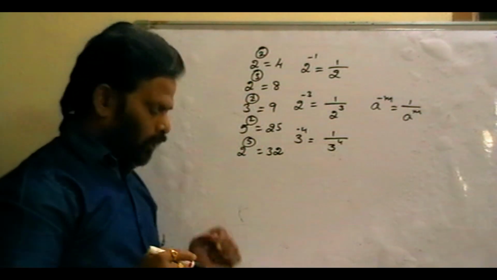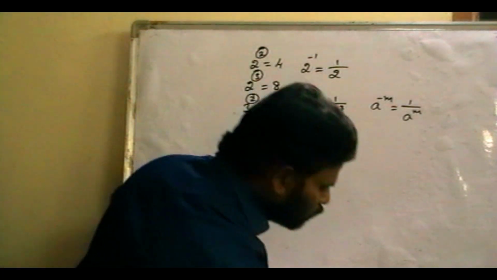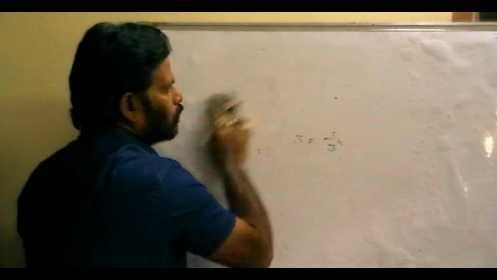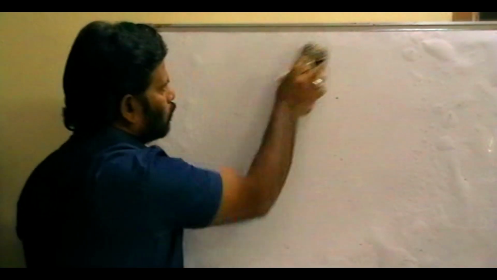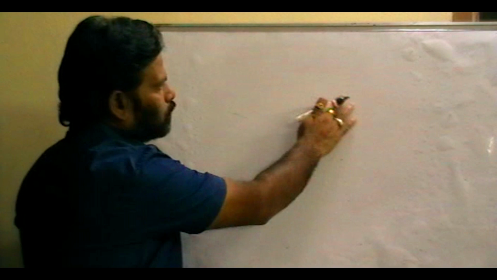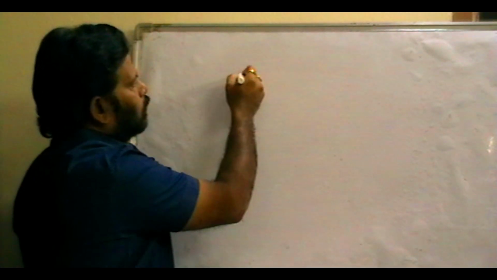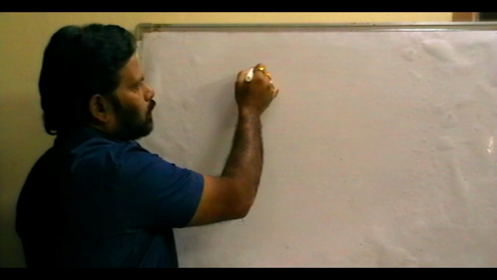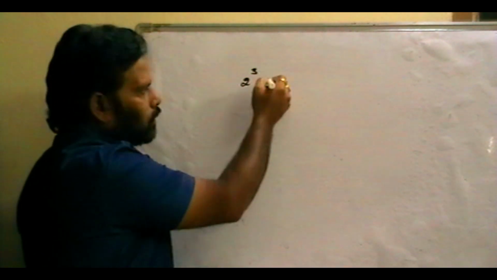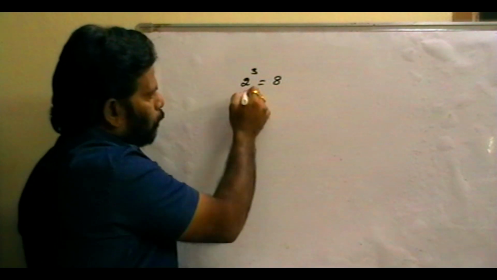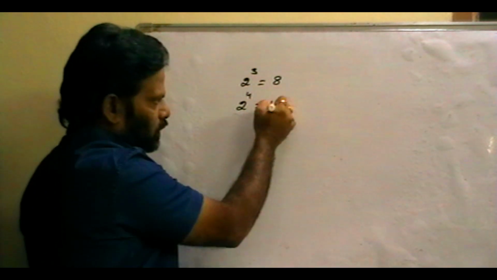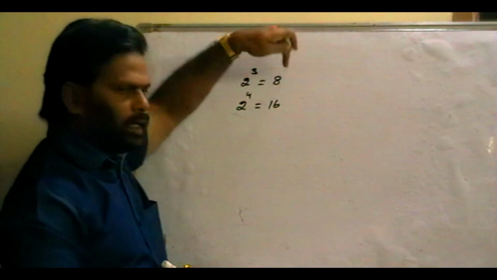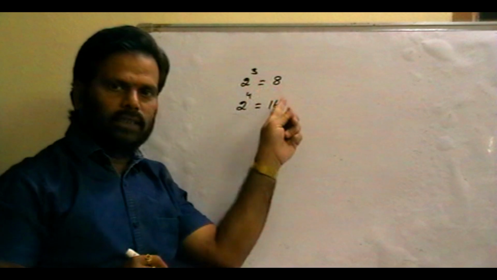The powers are exponents. And also, what is 2 to the power of 3? 2 cube is equal to 8. 2 to the power of 4 is equal to 16. If 2 is multiplied 3 times, that means power is 3, we'll get 8. If the power is 4, we'll get 16.